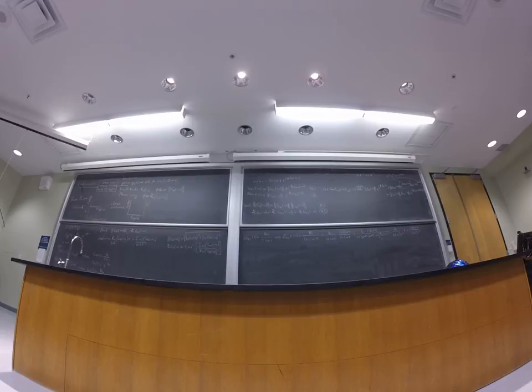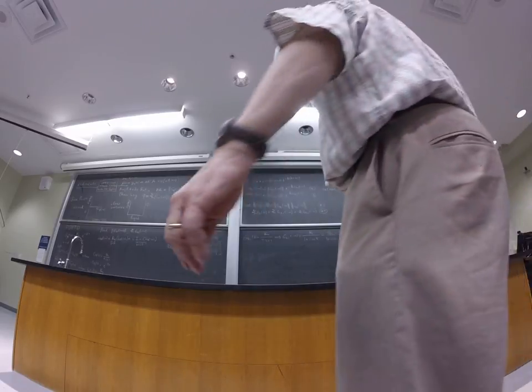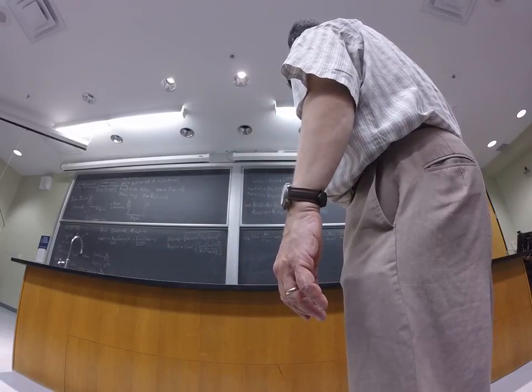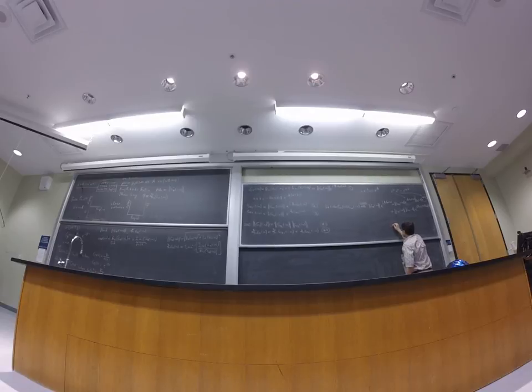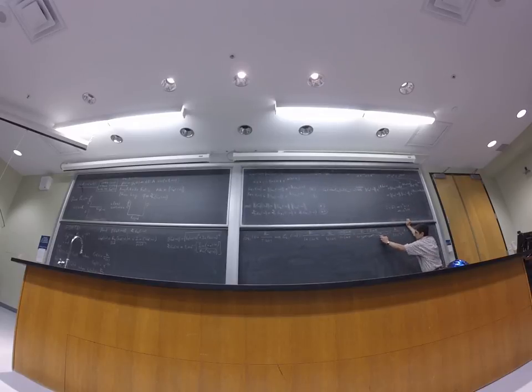Let me slow down. If I go too fast, guys, slow me down. It's my fault. I came a little bit late, so yeah. i squared is minus 1. i equals square root of minus 1, so i squared is minus 1. Minus i squared is plus 1. The minus i squared became plus 1. Okay.